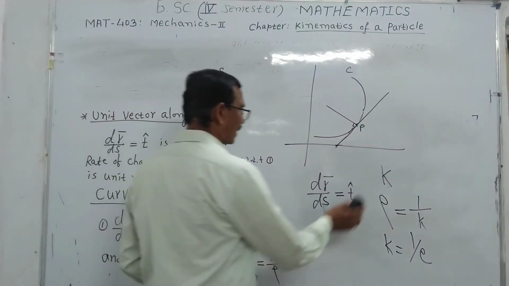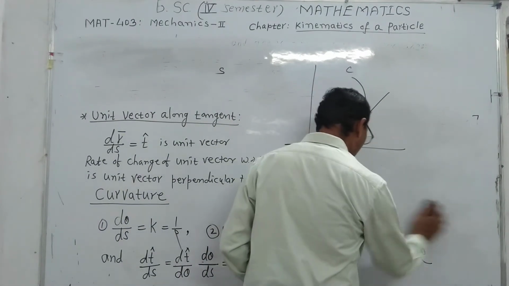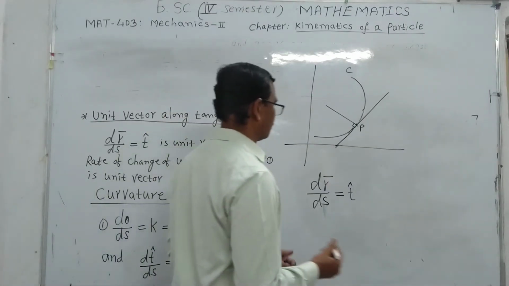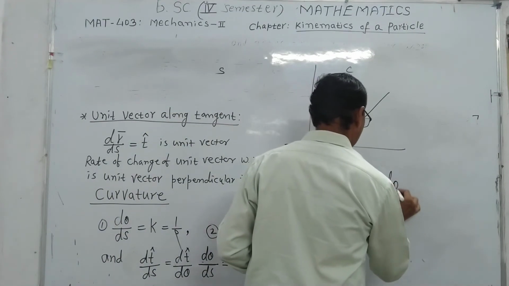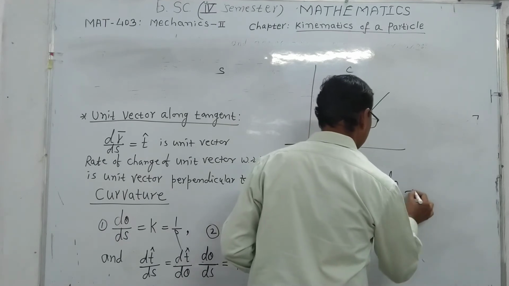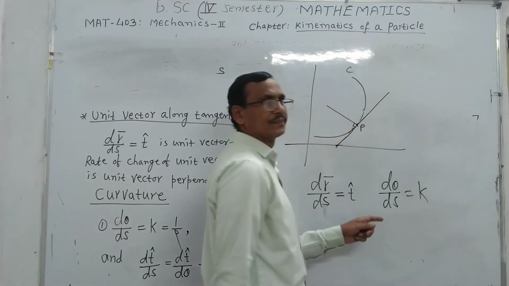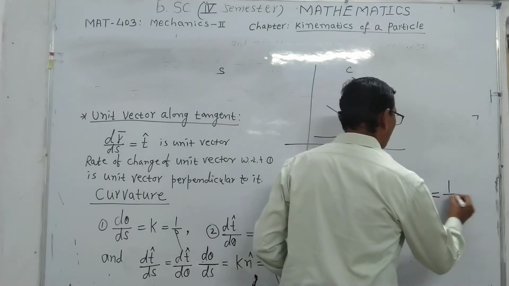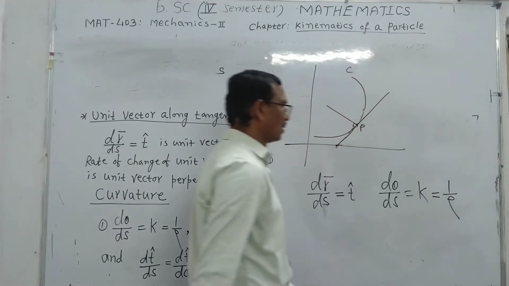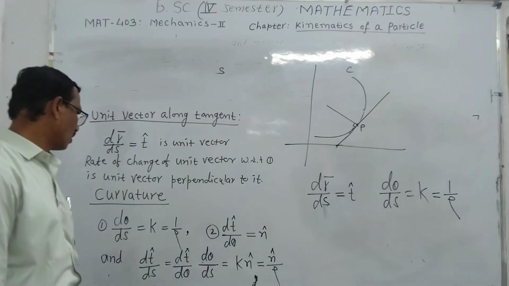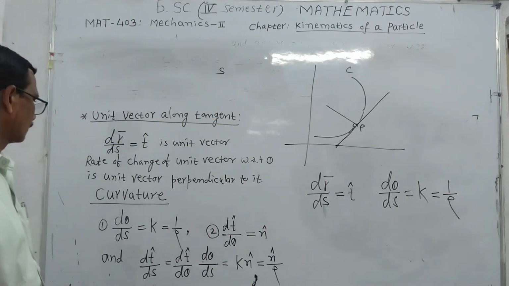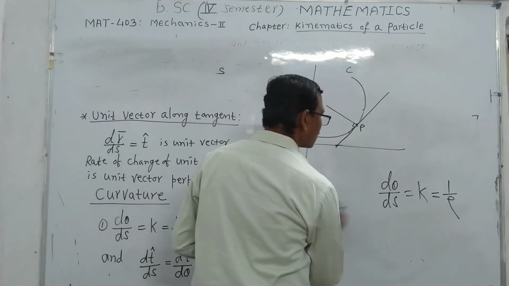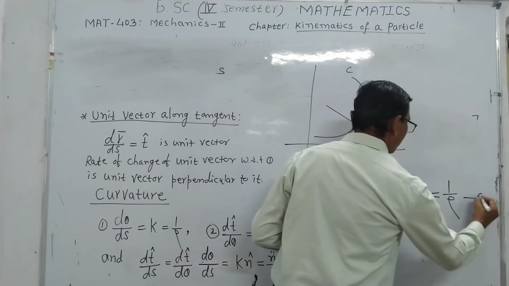You have to remember that curvature is denoted by k, and it is equal to d theta by ds. D theta by ds is equal to k. This is the curvature, which is the reciprocal of the radius of curvature, that means it is given by 1 by rho. This is the first equation.